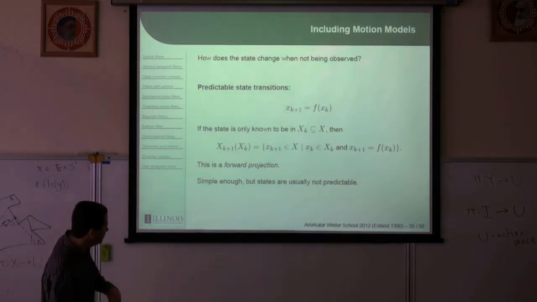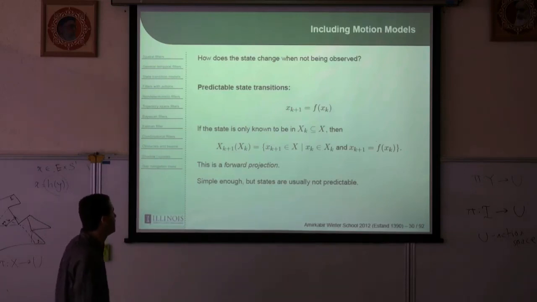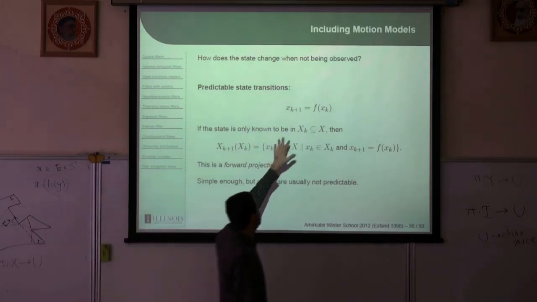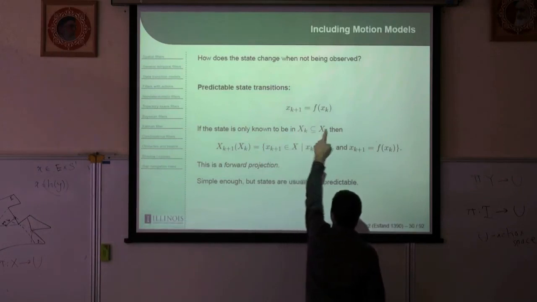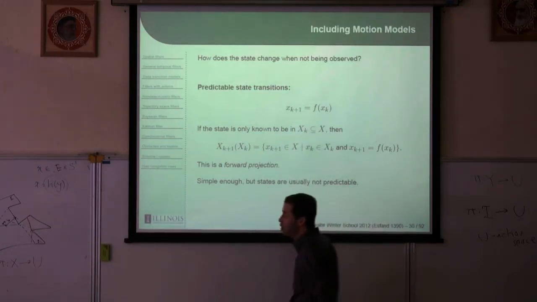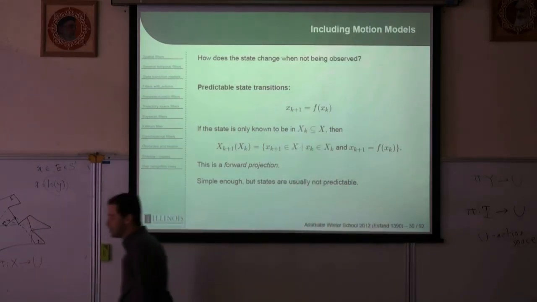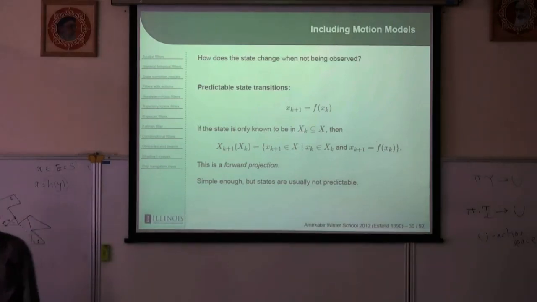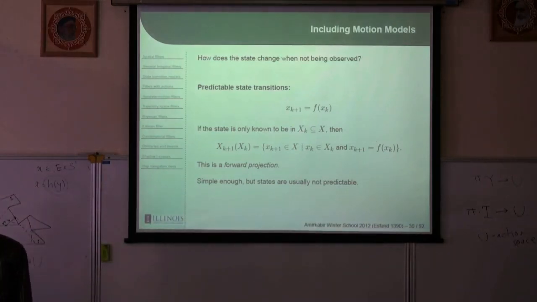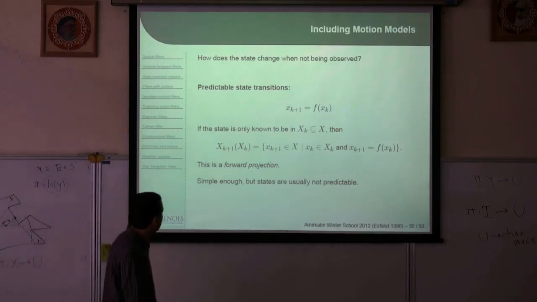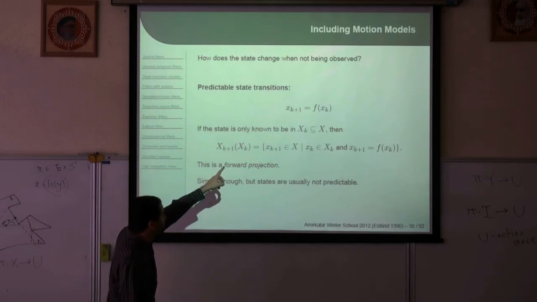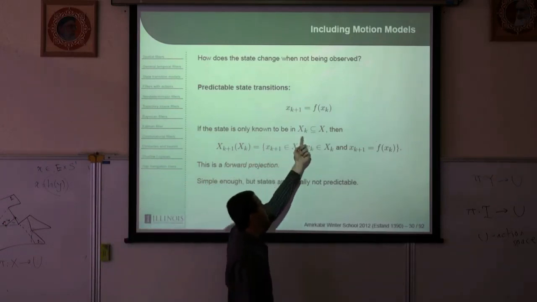So how does the state change when not being observed? In this case, this is the simplest. Maybe I can predict exactly what happens. So if I know the previous state, I know exactly where it's going to go. One special case where I can always do this is the static case, where the state never changes. So maybe it's a little boring. Here's another case.